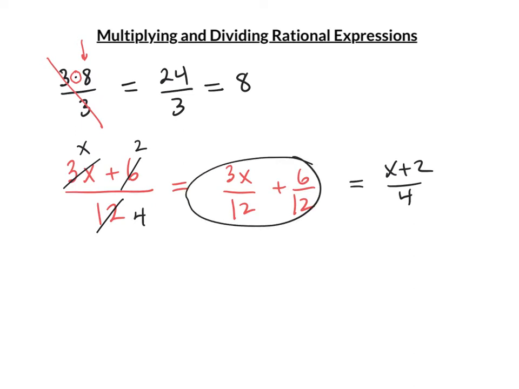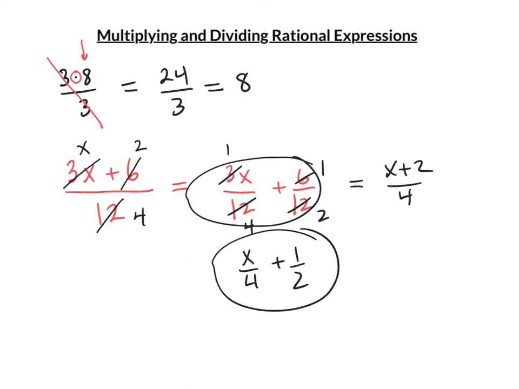If you simplify this, you could divide by 3 and get 1x, 1 and 4. Divide both by 6 and get 1 and 2. And you could say that this is x over 4 plus 1/2. But notice that there's no common denominator. It's nicer to have it as one piece and say the answer is x plus 2 over 4. Now, dividing everything by 3 is one way to do that. But in general, what you need to cancel is multiplication.